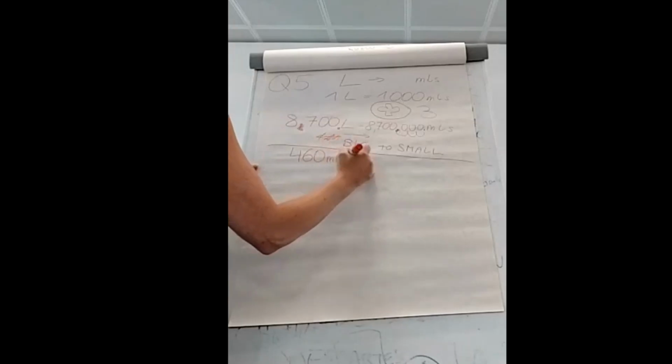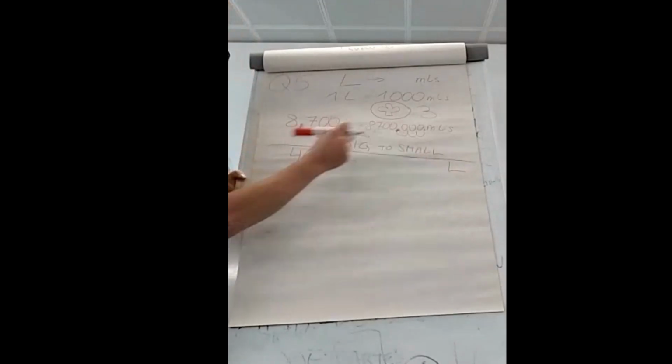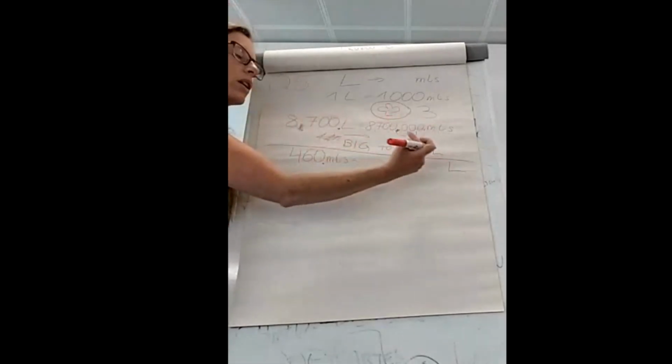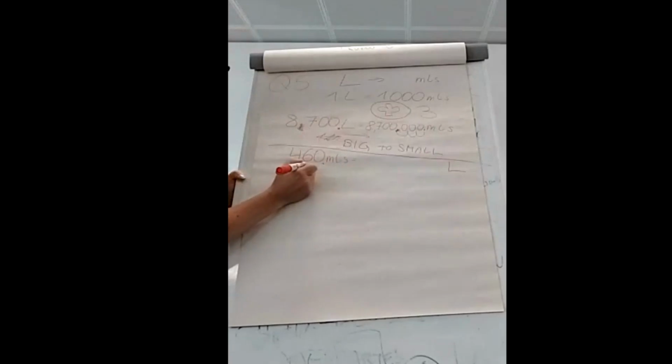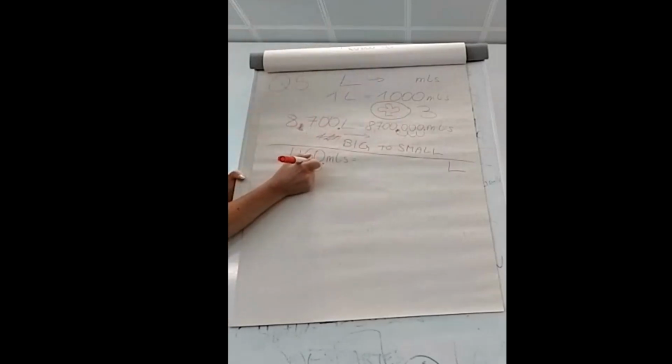460 mil to liters. How do we do this? So where's our dot? Dot in the front. Is this big to small? Small to big. So we're not going this way. We're going the opposite. We're going this way. So how many times? 3 times. 1, 2, 3. So I put a dot here.